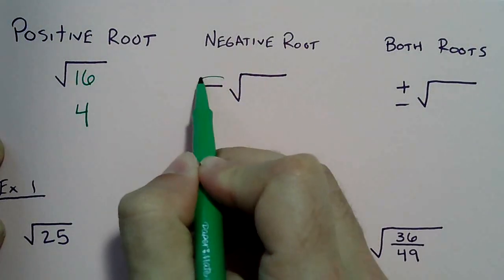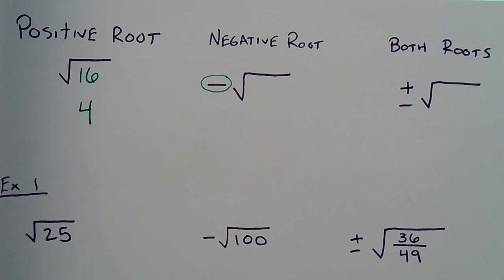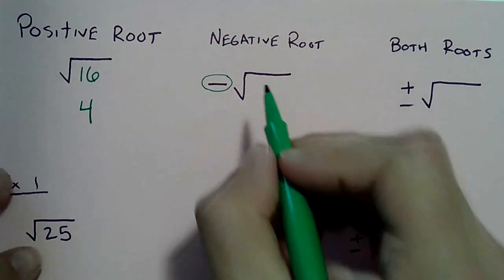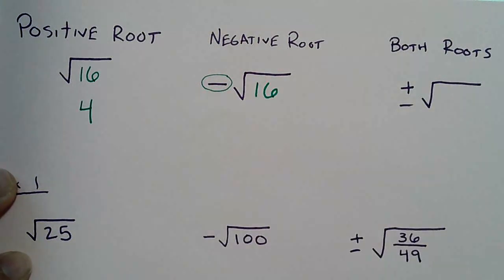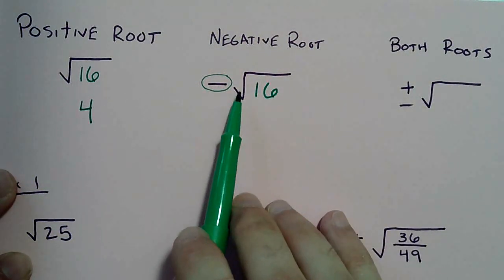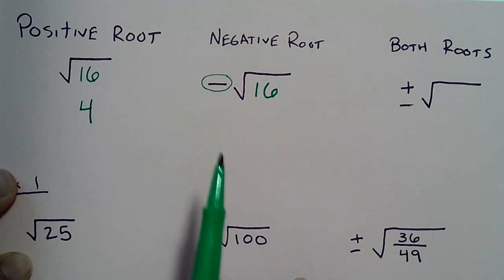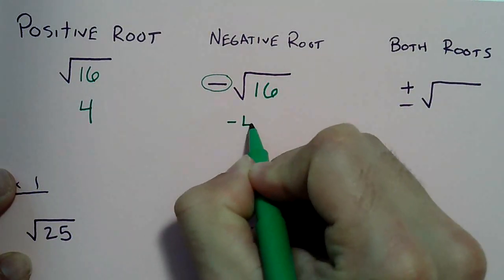If we see this negative sign in front of the radical, we're referring to the negative root. So this is the negative square root of 16, which in our case would be negative 4.